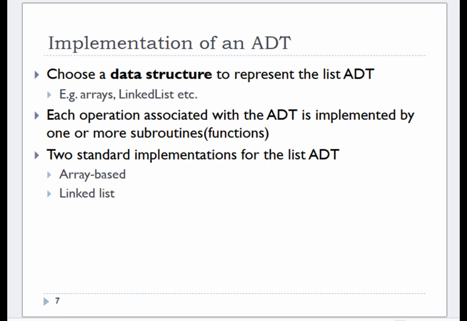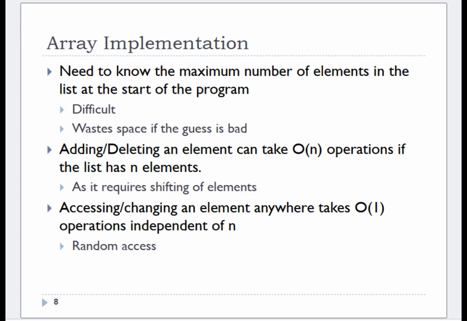6. Implementation of an ADT. Choose a data structure to represent the list ADT, e.g., arrays, linked lists, etc. Each operation associated with the ADT is implemented by one or more subroutines or functions. Two standard implementations for the list ADT: array-based and linked list.